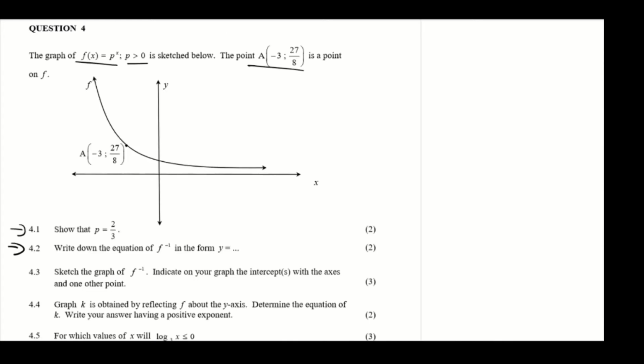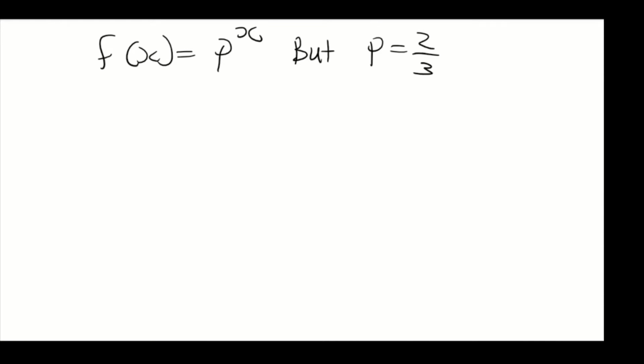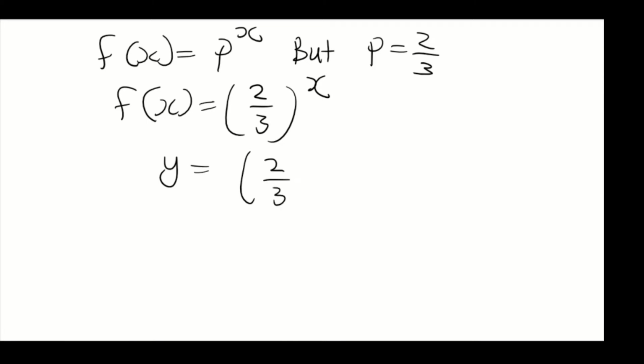So 4.2 says write down the equation of the inverse of f in the form y equals. To write the inverse, we know f of x equals p to the power of x, but we calculated p to be 2/3, right? So we're going to substitute that p, so it's going to be 2/3 all to the power of x. To find the inverse, we say y equals 2/3 to the power of x.